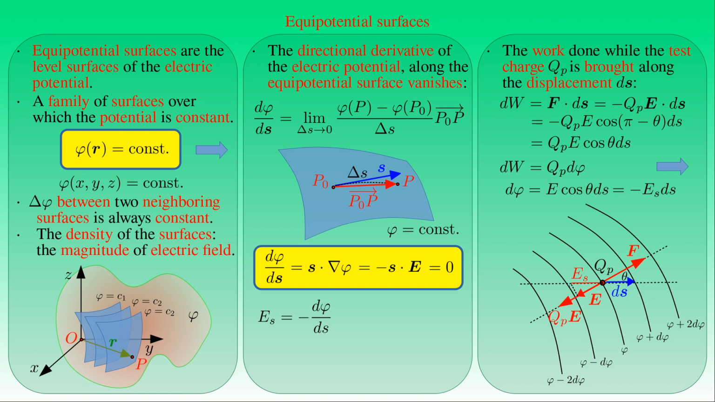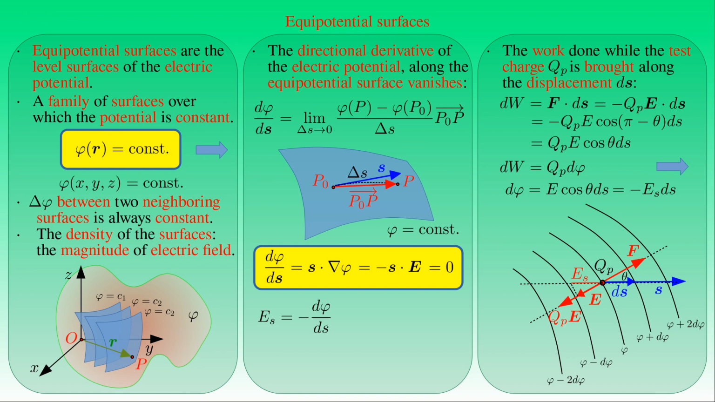Here the arc length S is measured along an arbitrary direction as opposed to the equation above it, where S denotes the tangent to an equipotential surface. Although the direction of the infinitesimal displacement is arbitrary, there is a preferred direction for the displacement of the test charge QP in the electric field.